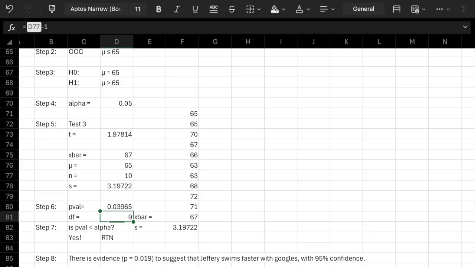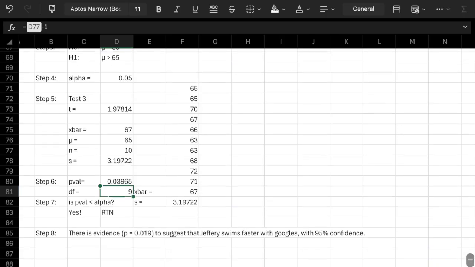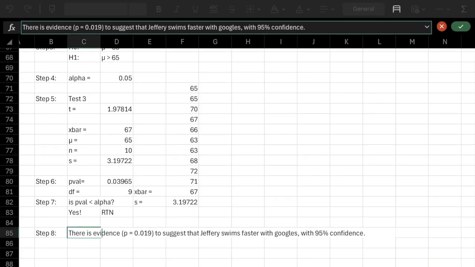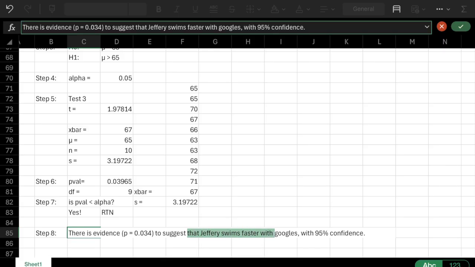Is the p-value less than alpha? I'm moving on to step 7. Is the p-value less than alpha? Alpha is 0.05. This thing is 0.04. Yes, it is less. I'm going to reject the null. Okay, let's go ahead and adjust this. There is evidence, p equals 0.034, to suggest, okay, now let's get rid of all of this right here.